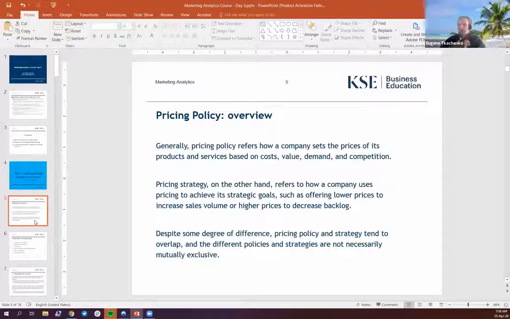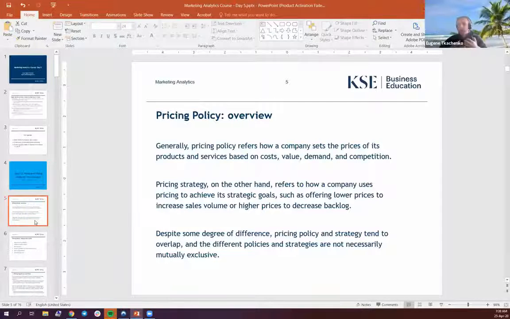So strategy in this way would be kind of like your long goal, your game plan, but pricing policy would be the actual mechanism, the actual algorithm, the set of procedures, the way you will be adjusting your prices on the fly. And because pricing policy and strategy tend to be different, but they're overlapping at the same time.